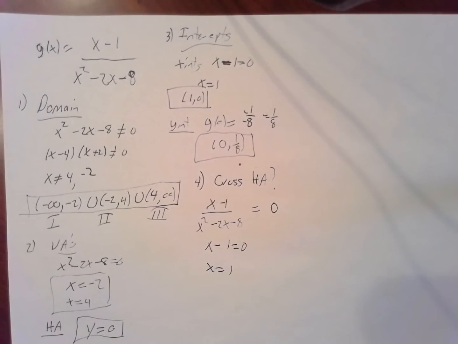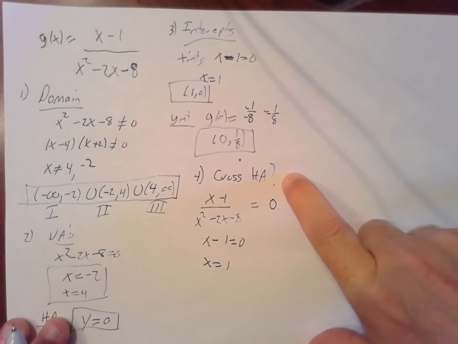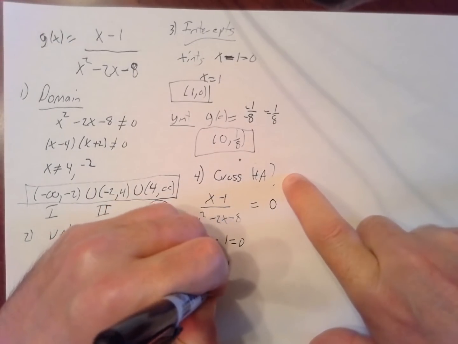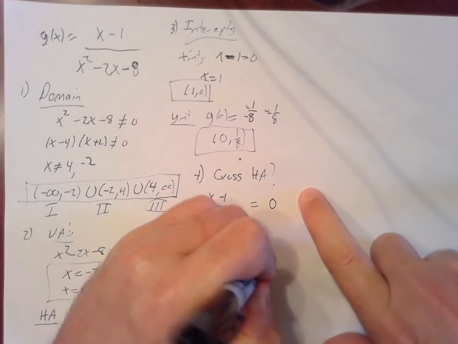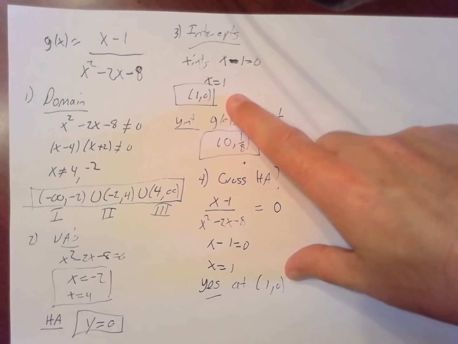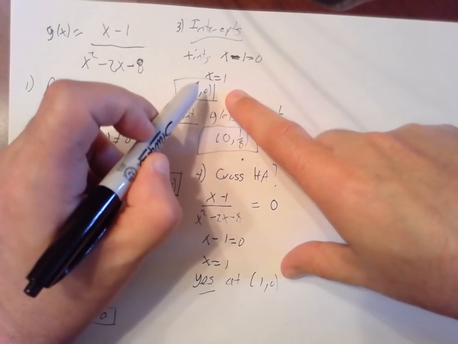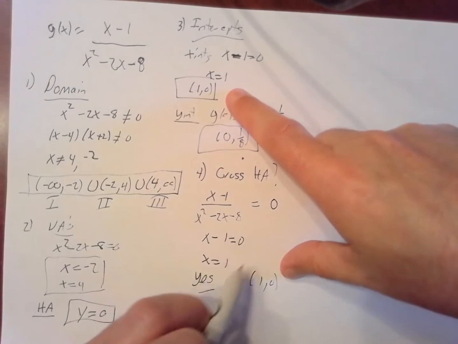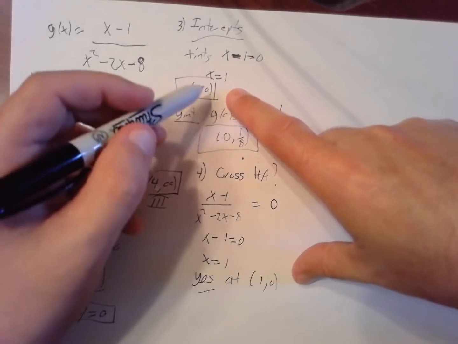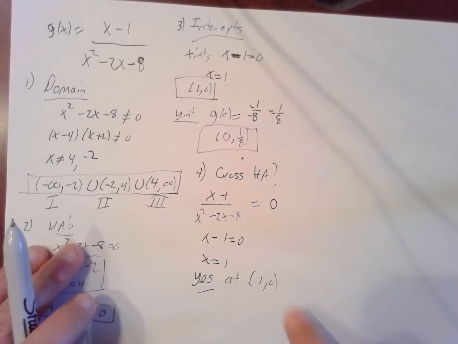We got a solution. Last time, we got some nonsense, 12 equals 6 or whatever it was. Here I got a solution. So that's a yes or no question. Does the graph cross the horizontal asymptote? Yes. At the point (1, 0). At the x-intercept. In fact, this is always true: anytime your horizontal asymptote is y equals 0, this question and this question are the same question. Finding the x-intercept and finding where you cross are the same question because you're setting the function equal to 0 in both cases. Okay, so yes, we're going to cross over.